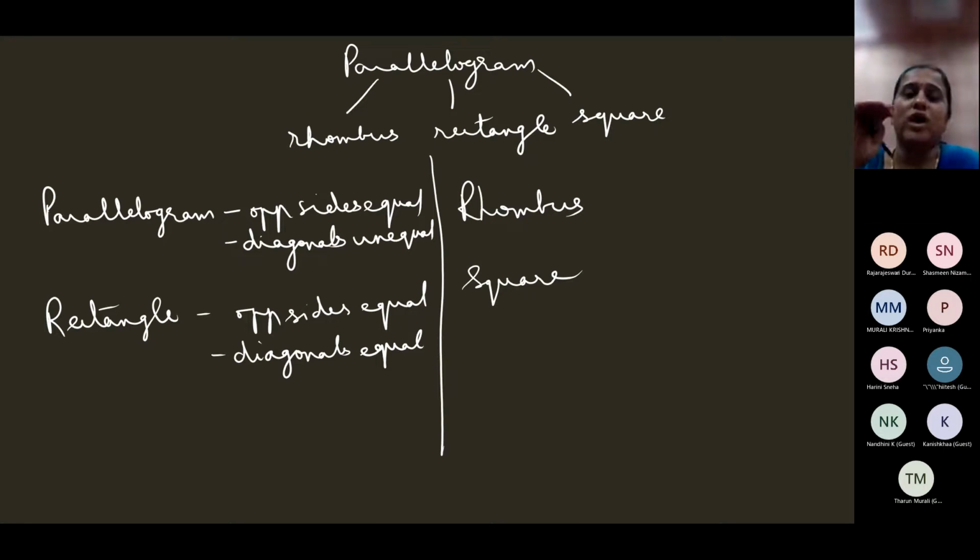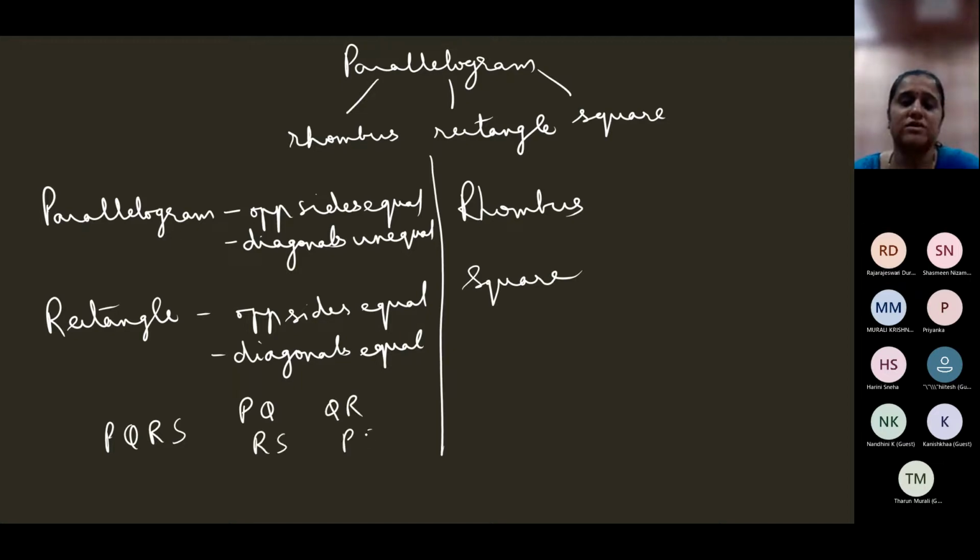Okay. So if you have to prove that a quadrilateral is a parallelogram but not a rectangle, supposing the quadrilateral is called PQRS, find PQ, find QR, find RS, and find PS. Okay, find all the four sides. So you can see that PQ, okay, let me draw it for you.